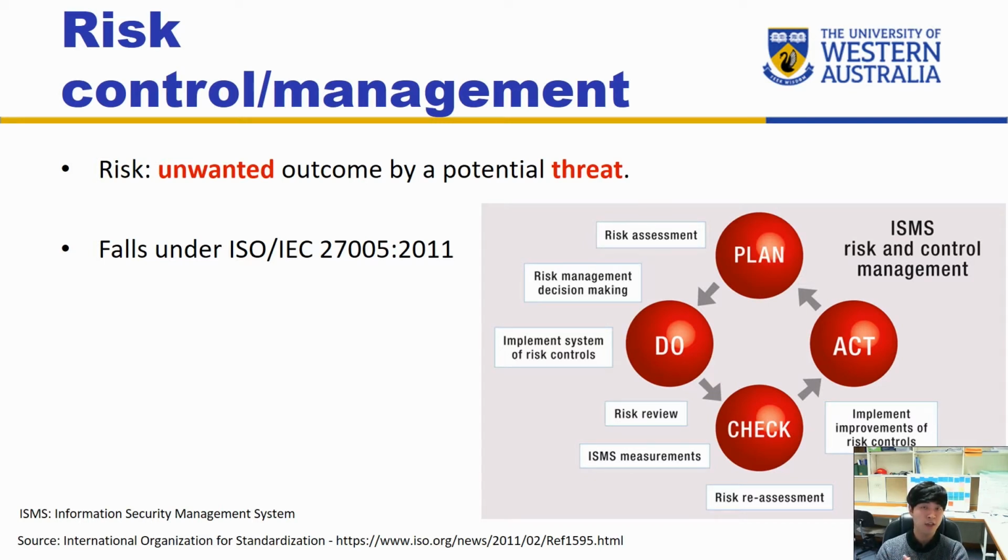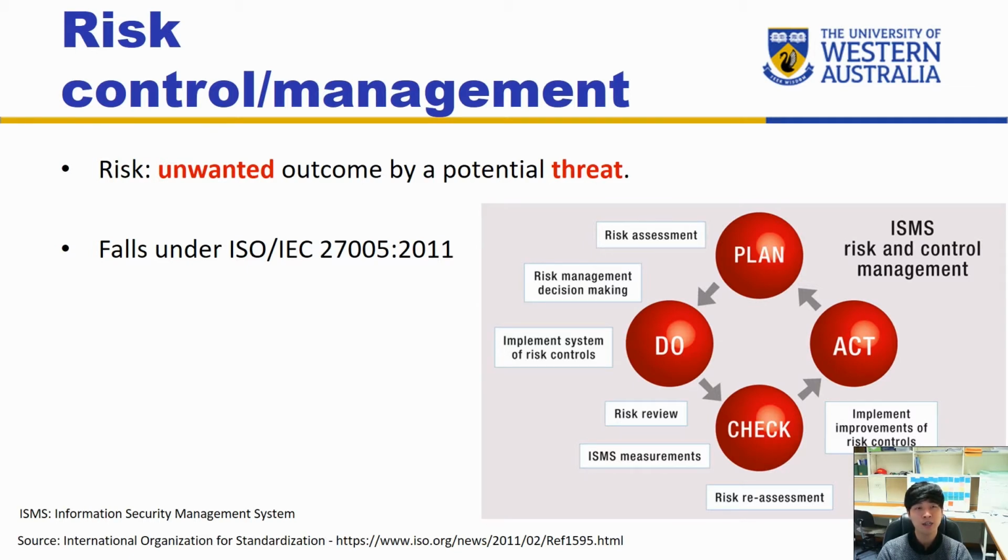So different systems will have different priorities when it comes to security. And therefore, when you want to invest in security, those priorities should influence what kind of security measures or solutions you implement. Okay, so this is when risk control and management comes in. Risk is an unwanted outcome by a potential threat, and when we evaluate this, you assess it with respect to your perspective. Okay, so there are standards about how to do risk control and management.